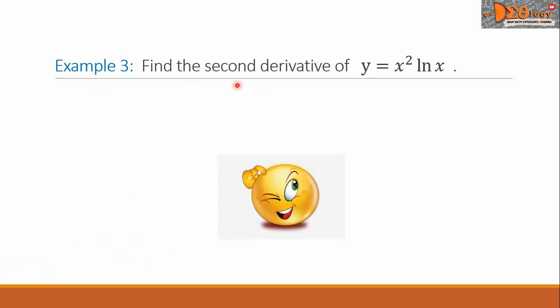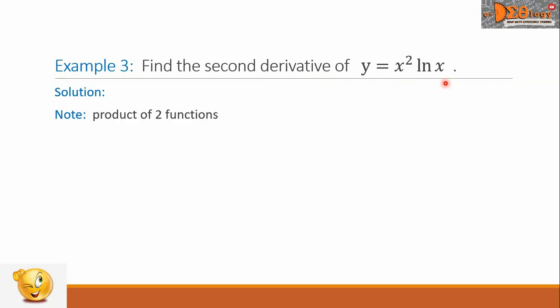Example 3. Find the second derivative of y equals x squared times ln x. For our solution, we take note that here we have a product of two functions again. The first function is x squared. The second function is ln of x. So let us take now the first derivative. We have y prime equals x squared, that is the first function, and then multiplied by the derivative of the second function. Plus, we copy here the second function times the derivative of the first function.